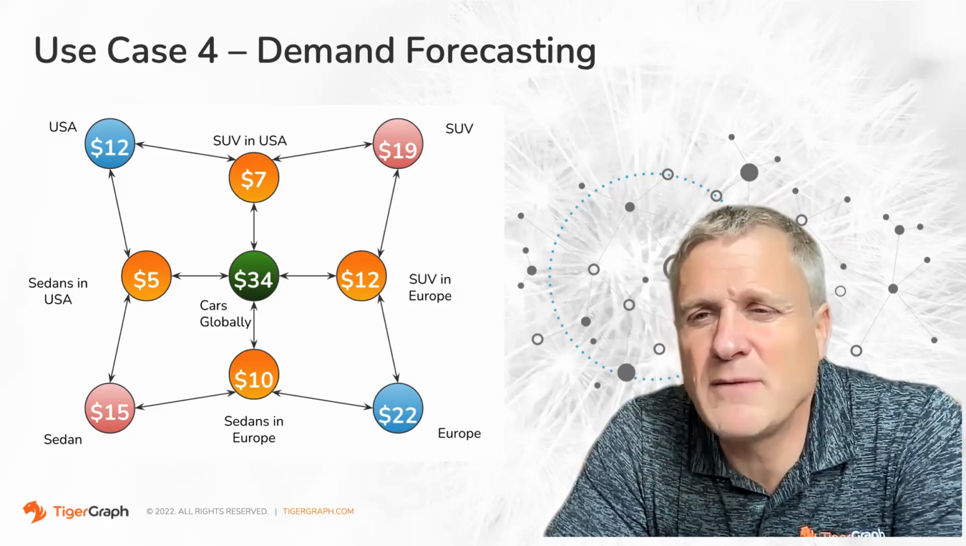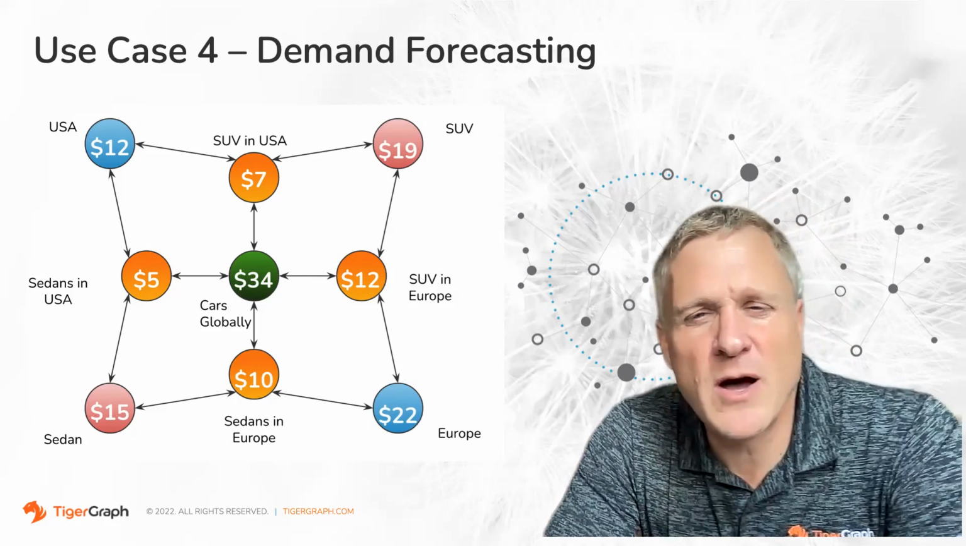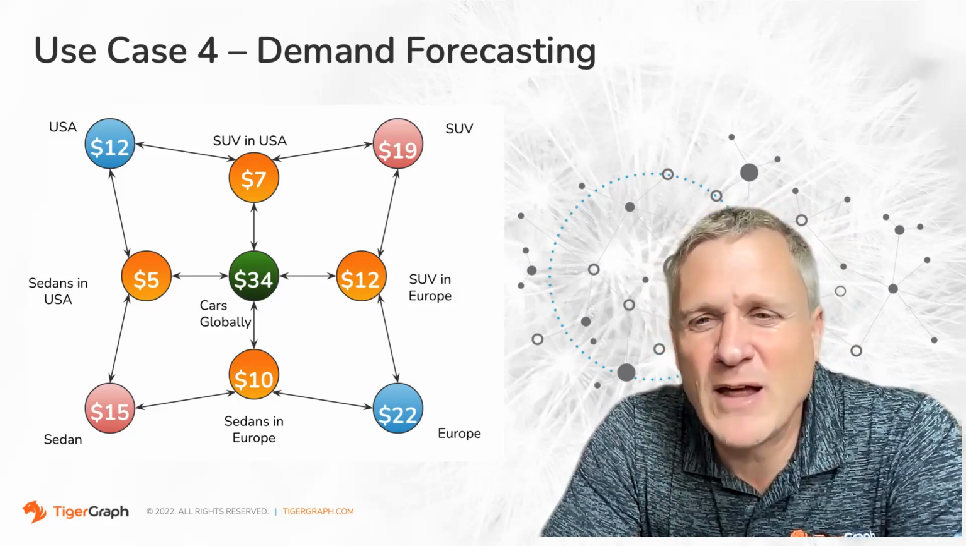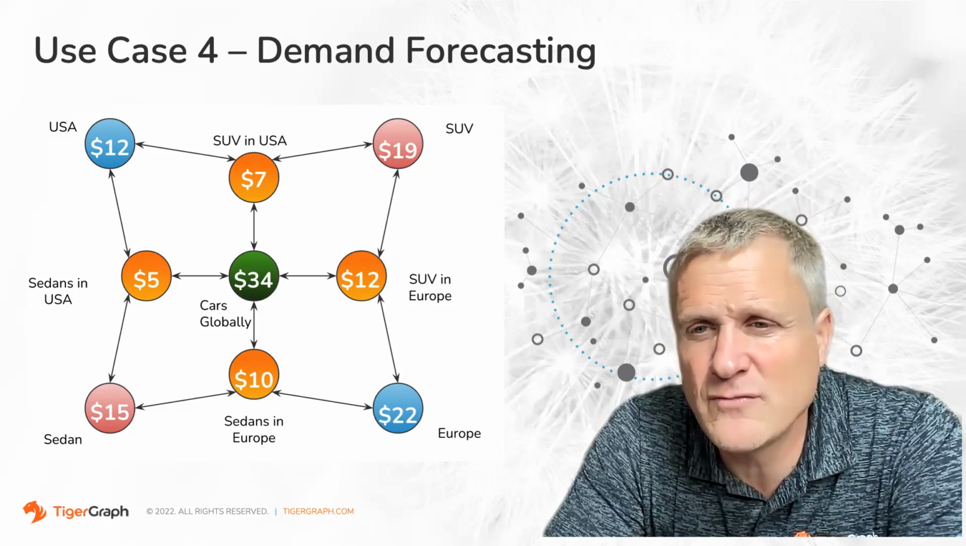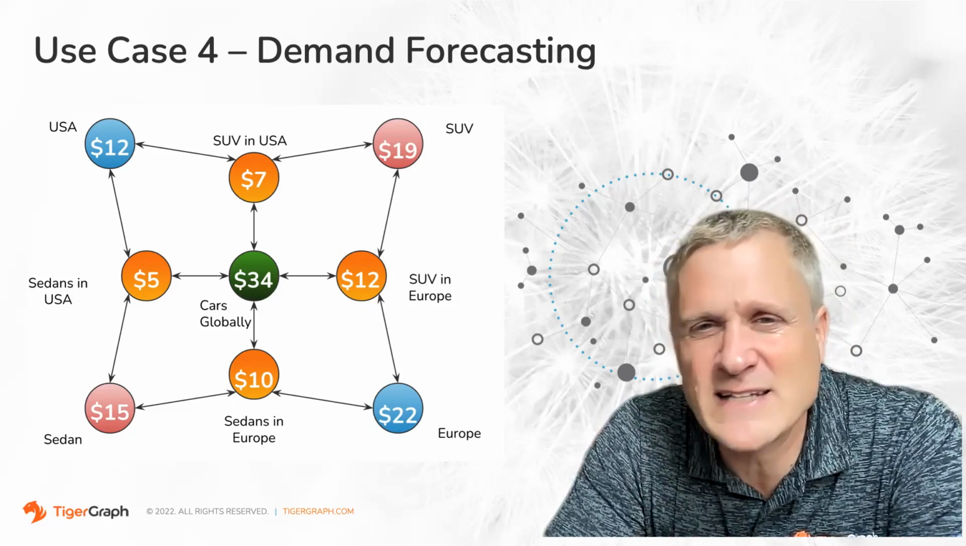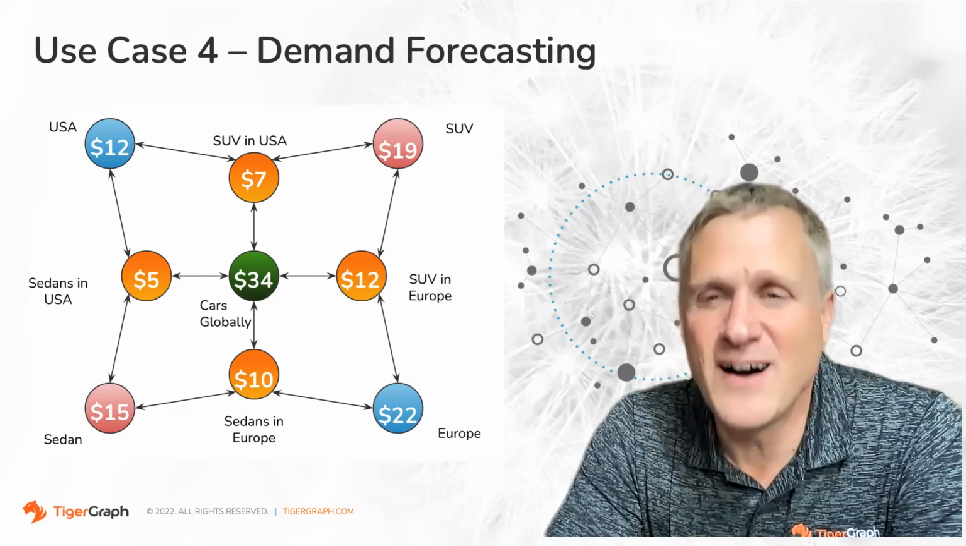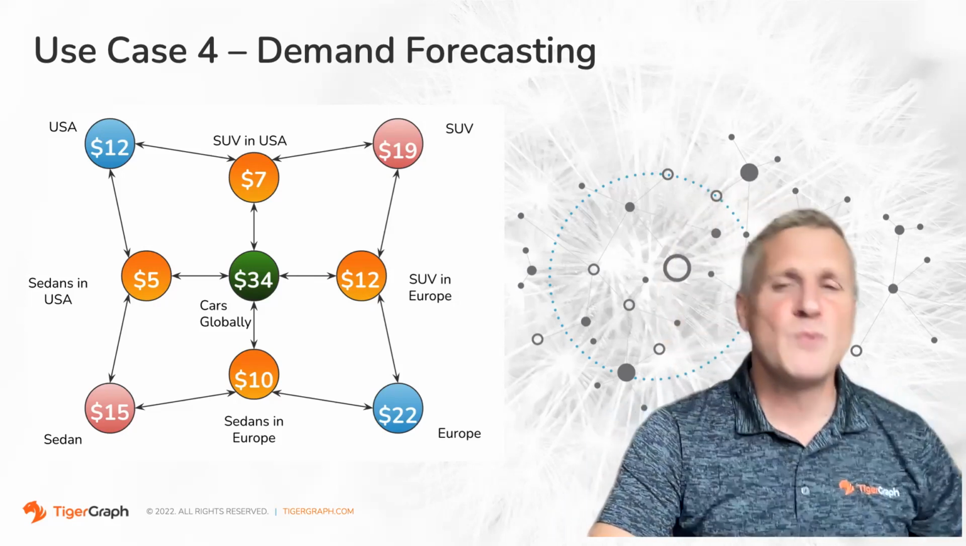Maybe SUVs are becoming more fashionable, right? So when I see a demand signal for SUVs in Europe, I'm learning a little bit about the demand signals for SUVs in the USA. And don't just limit that to SUVs. Maybe the demand for red cars has gone up. Maybe Victoria Beckham has bought a red car.